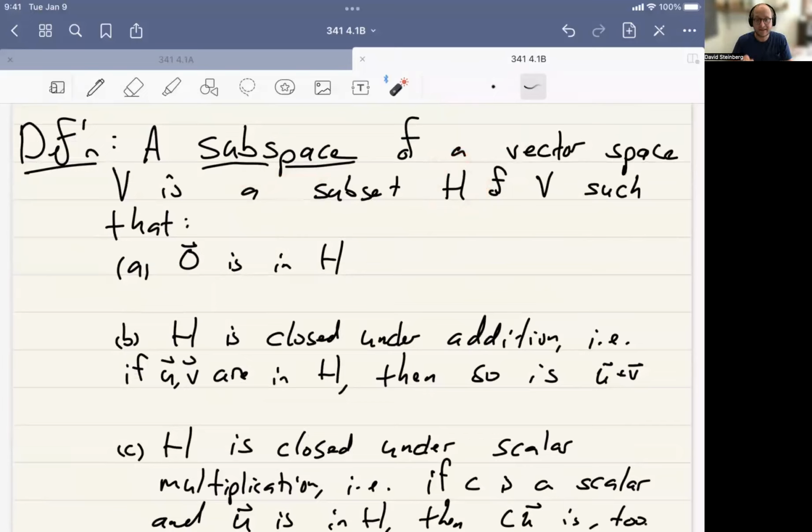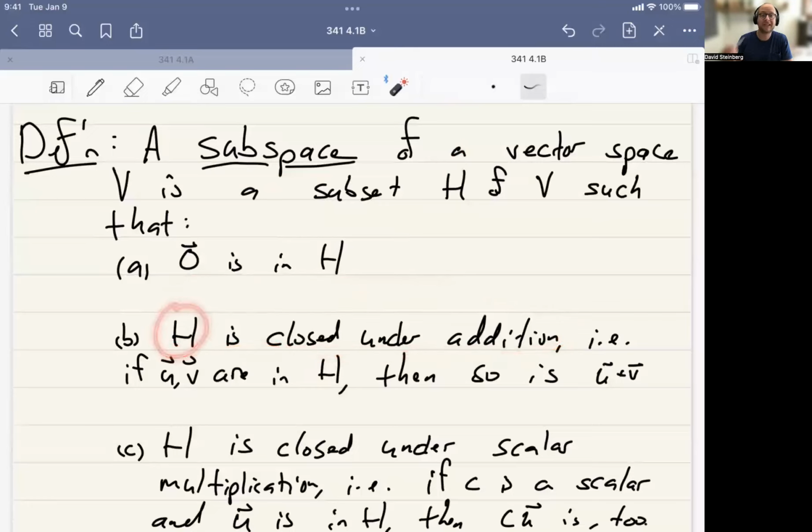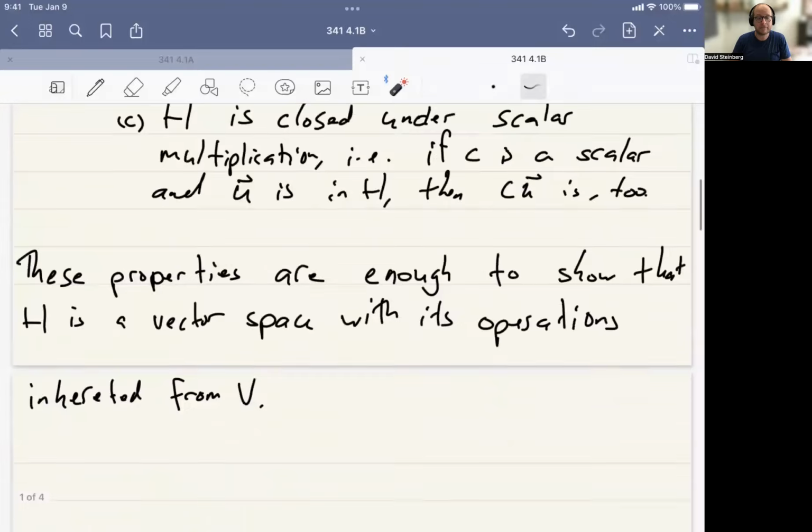We need that 0 is in H. We need that H is closed under addition, which just means anytime we've got two vectors in H, their sum is also in H. If u and v are in H, then so is the sum. And similarly, we need H to be closed under scalar multiplication, which means if c is a real number and u is some vector in H, then cu is also in H. These properties are enough to prove that H is a vector space in its own right, with all of its operations inherited from V.